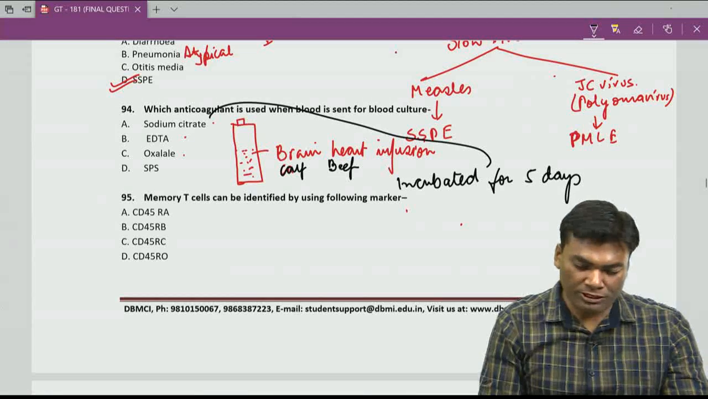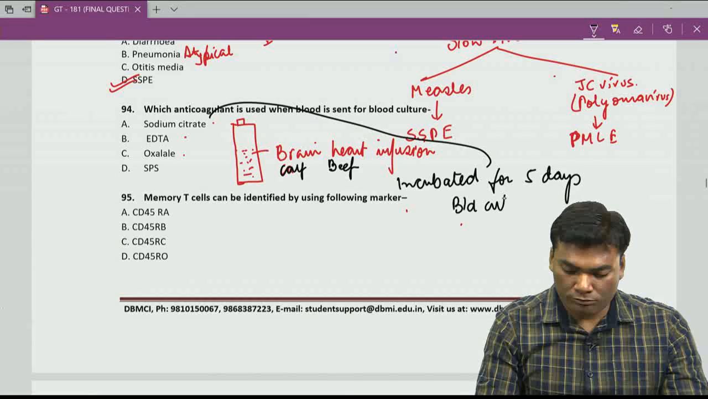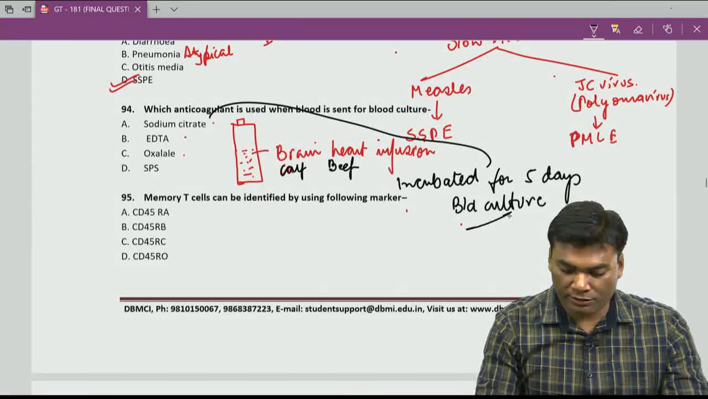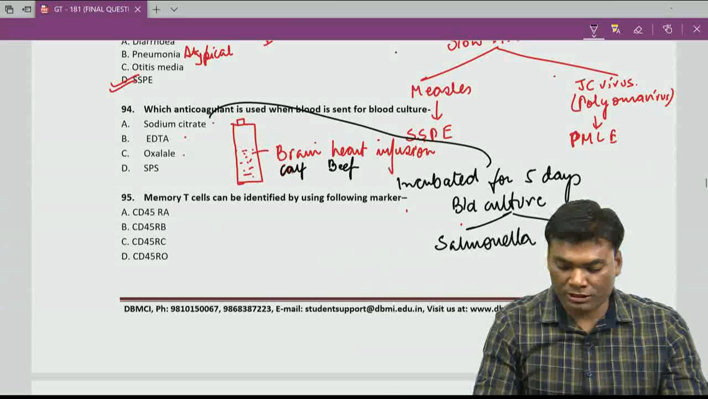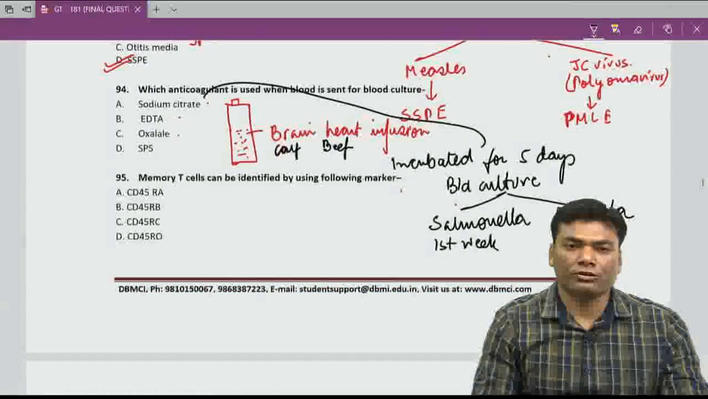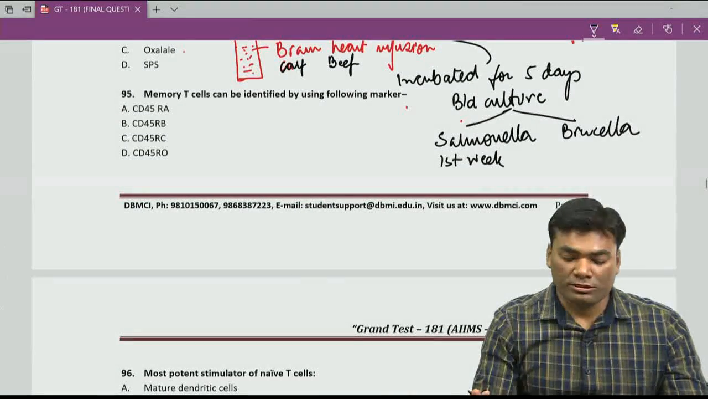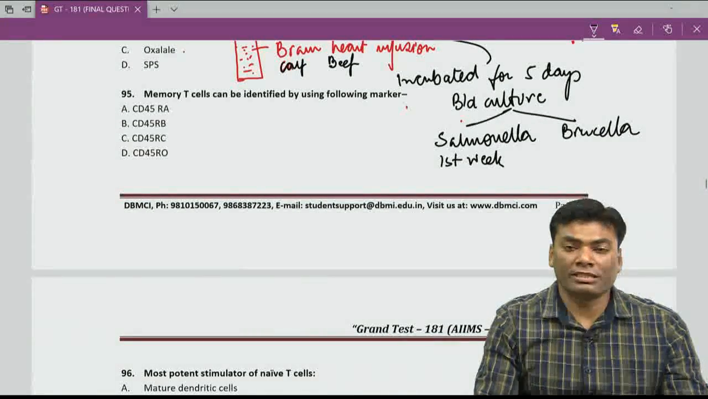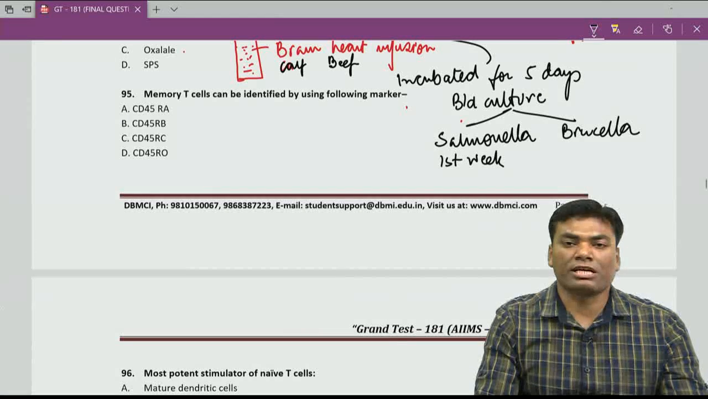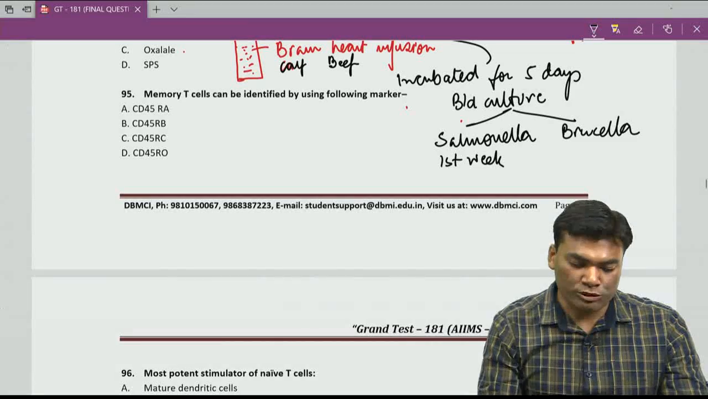Blood culture is generally done for which diseases? Blood culture is a standard test for Salmonella. Typhoid is diagnosed in the first week by blood culture. In the first week we do blood culture for Salmonella, and this is the most definitive test for diagnosing typhoid. It has the highest specificity, right? So that is done for Salmonella and Brucella.